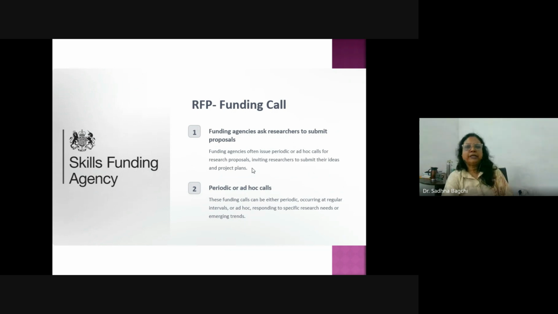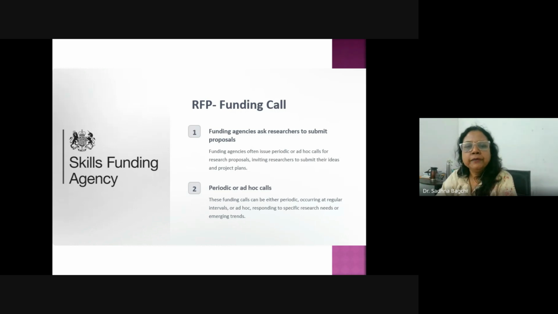Funding first: how do research funding proposals get started? That is a skill, because funding agencies are skill based, as they require skills in many things. Funding agencies ask researchers to submit proposals. They periodically issue calls through their websites or advertise through social media, inviting calls for proposals.